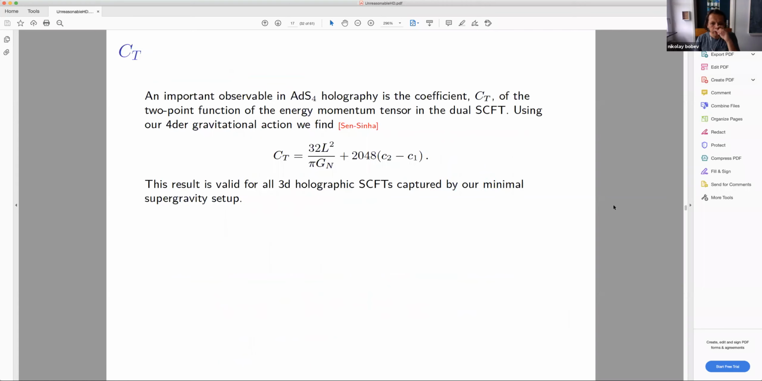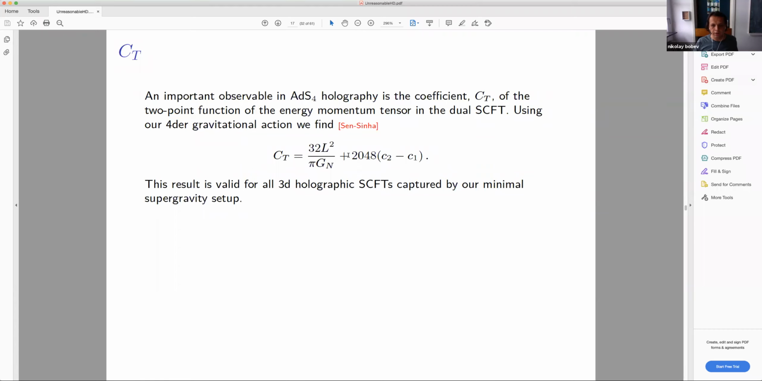Good. Another very standard observable, which I've already mentioned, is the two-point function of the energy momentum tensor, canonically called CT. CT you can compute essentially by doing a scattering of two gravitons in AdS4. And this is a standard analysis for Einstein gravity, which gives the leading term here in CT.